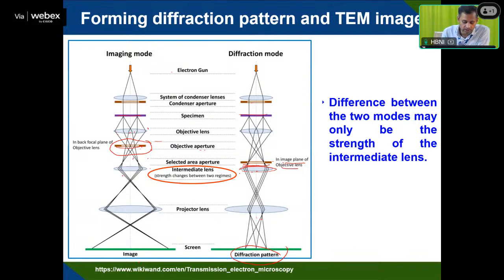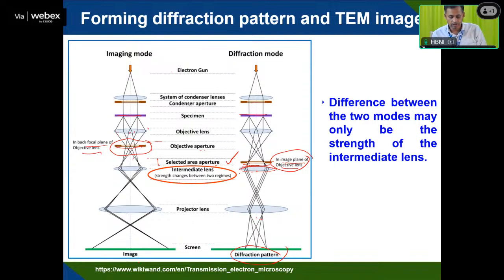Here you can see this is focusing at the back focal plane of the objective lens, whereas the image plane is focused here. Because of that you have an imaging mode and a diffraction mode. In diffraction mode, the selected area aperture has to be inserted here. But if the selected aperture is kept in the back focal plane, what will happen?